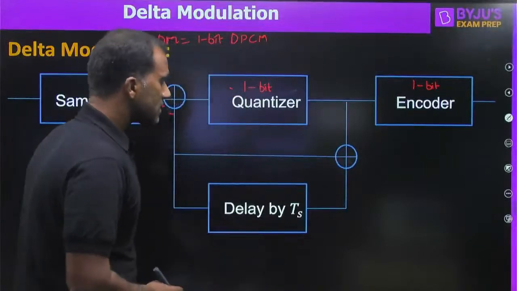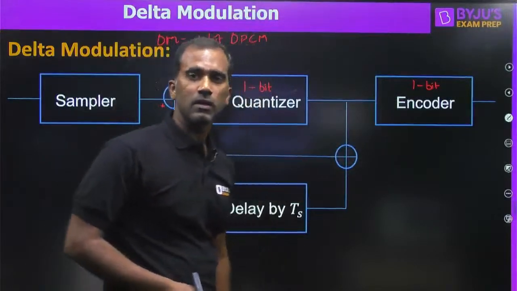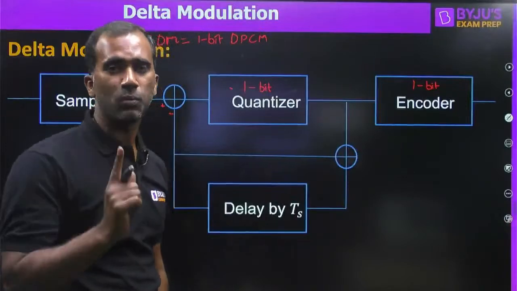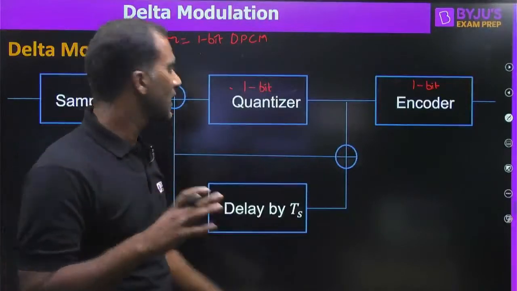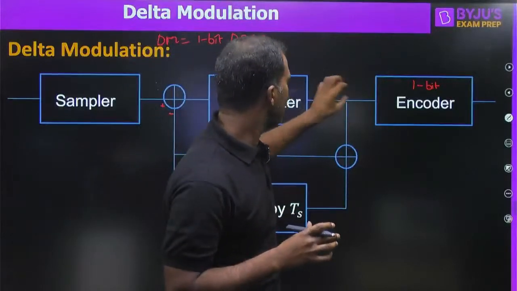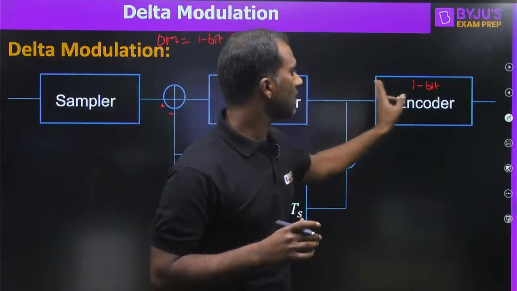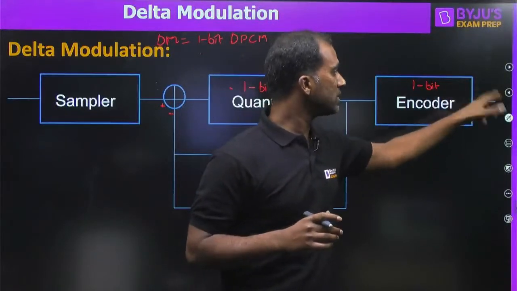Since it is only a 1-bit encoder, the number of bits used is only 1, which means a 1 or a 0. Every difference that is being quantized here is being converted to either a 1 bit or a 0 bit.